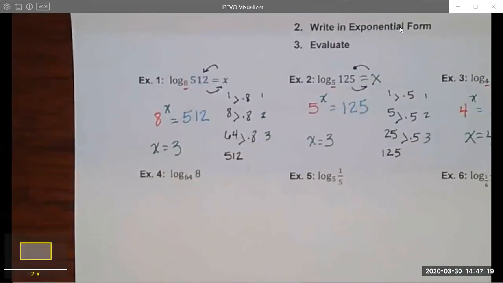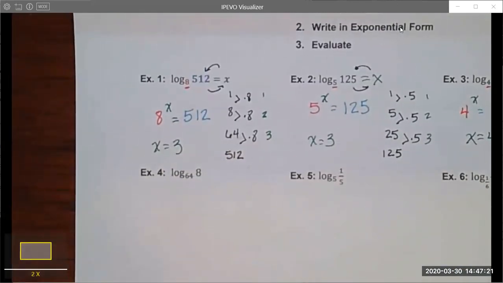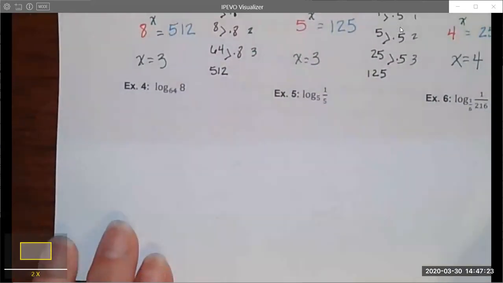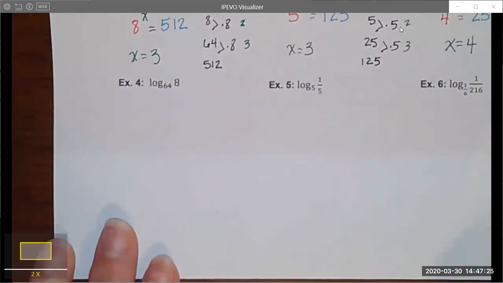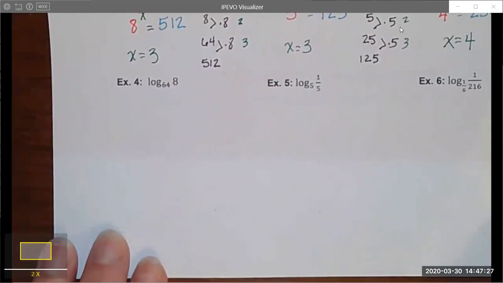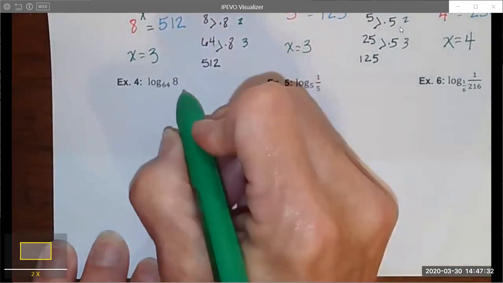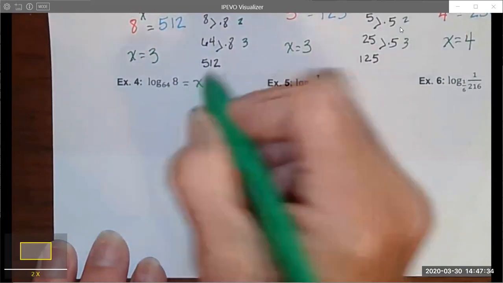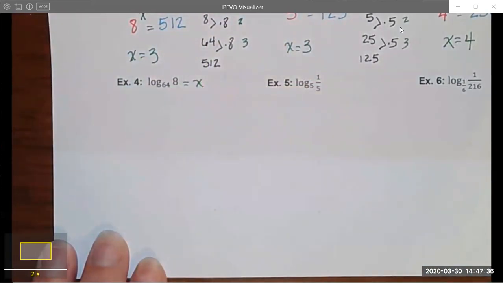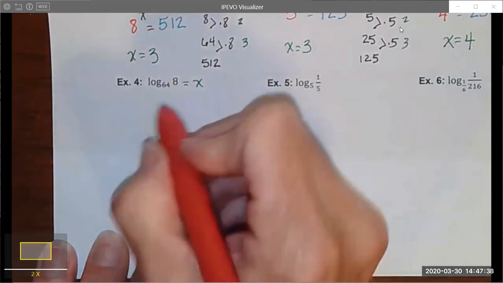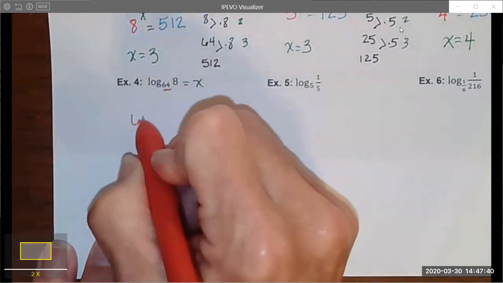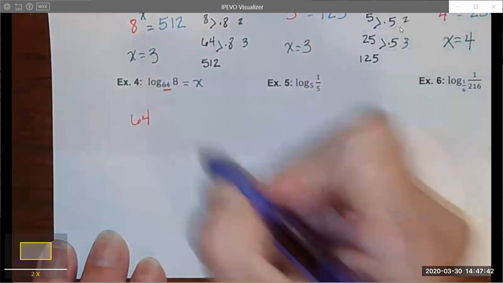One more. 3 more, actually. 4, 5, and 6 examples are a little bit more interesting. They are slightly more complex, but nothing that we can't handle. First thing I do, for example 4, is create a variable. Then I'm going to write it as an exponential function using a base of 64. I'm going to roll my log.